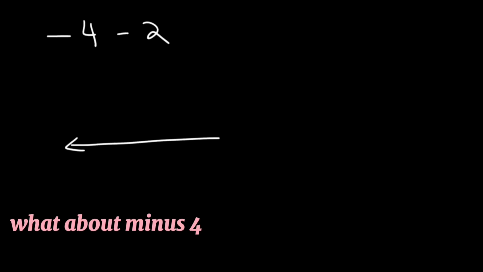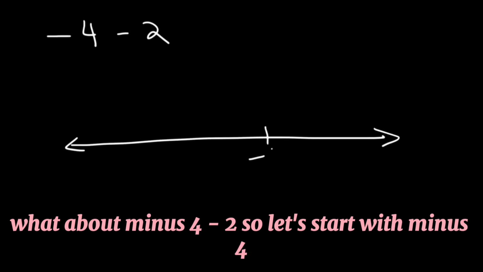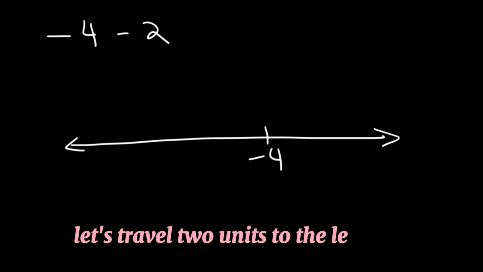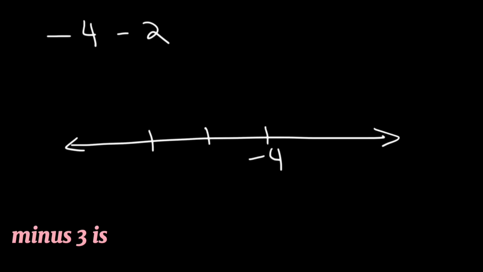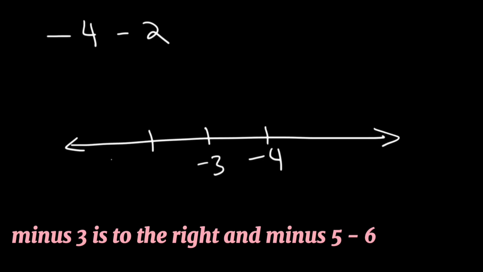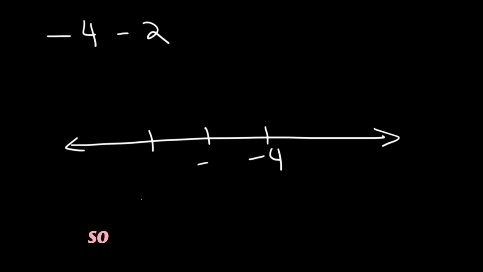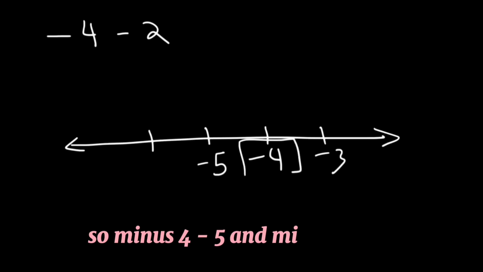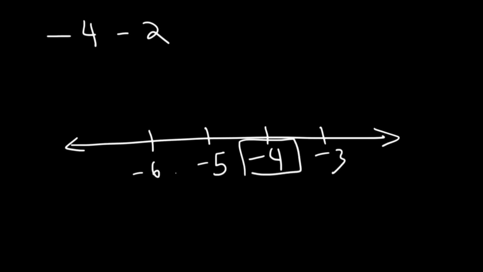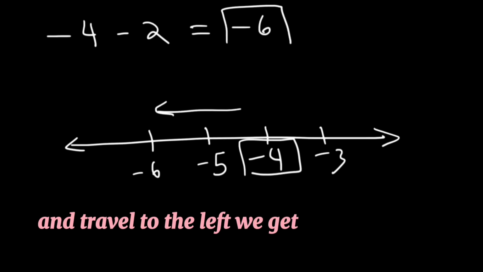What about minus 4 minus 2? So let's start with minus 4. Let's travel 2 units to the left. Here minus 3 is to the right, and minus 5, minus 6 to the left. So minus 4, minus 5, and then minus 6 when we travel to the left. So the answer is minus 6.